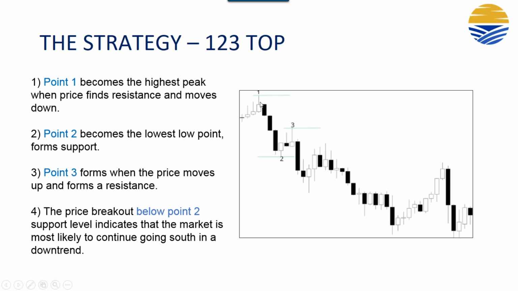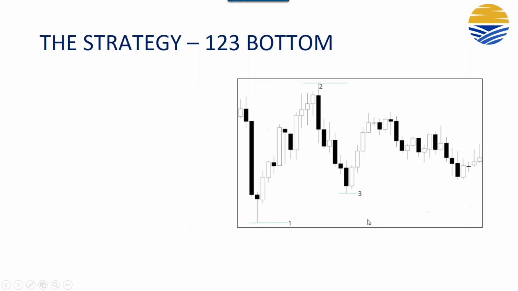So for the 1, 2, 3 top, point 1 becomes the highest peak when we find resistance, and then we start to move back down. We get our established number 1. Market trades lower. Once we stop printing these lower highs and then pull back, we get a number 2. The market can retrace up here, or even up here, as long as we don't take out that number 1 high. We have a valid 1, 2, 3 top. Now, 1, 2, 3 top traders know that we're looking to get short on breaks or closes below the number 2. You see, we broke down and the market traded down as expected.